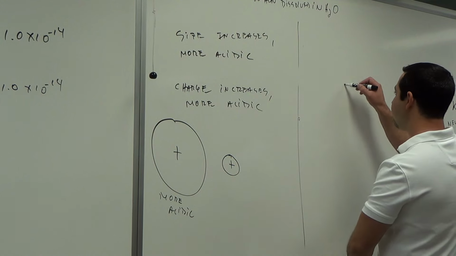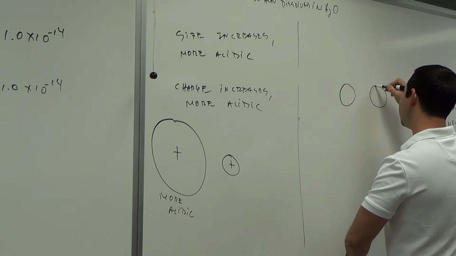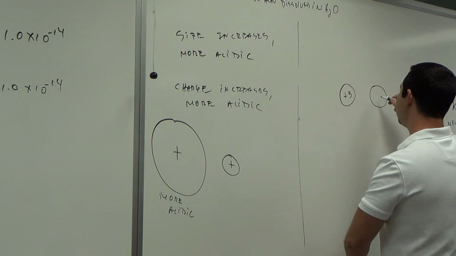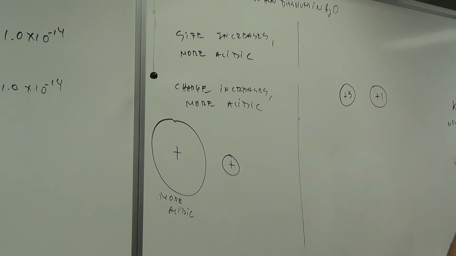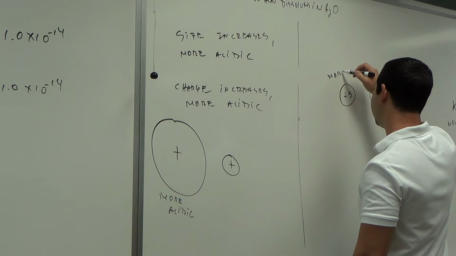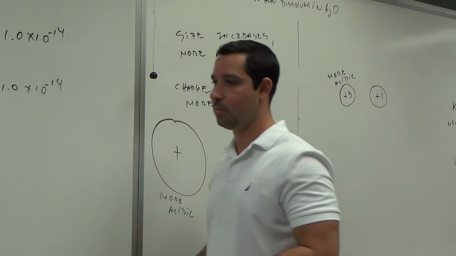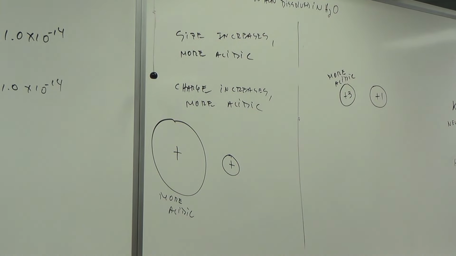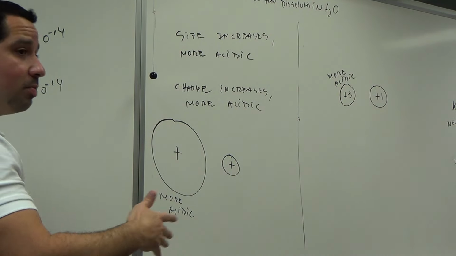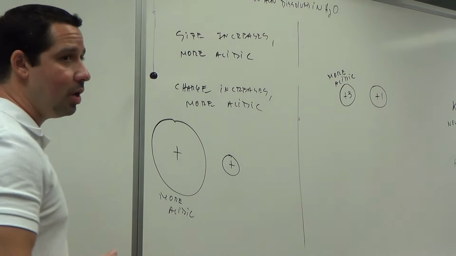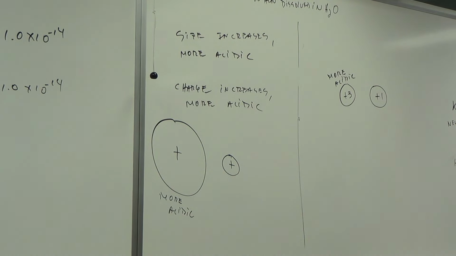And let's say that now they are both the same size, so I can compare them, yes? This is +3, and this is +1. This metal cation has a +3 charge, and the other one has a +1. Which one should be more acidic? +3 should be more acidic. It doesn't matter if they're kind of neutral. What matters is one will be slightly more acidic than the other. It's a comparison, yes?